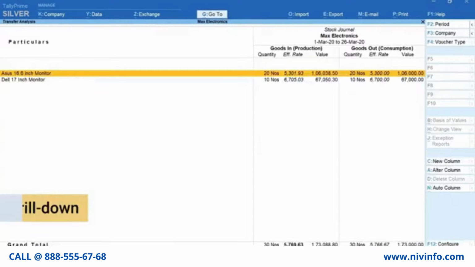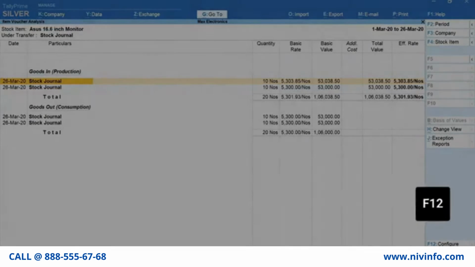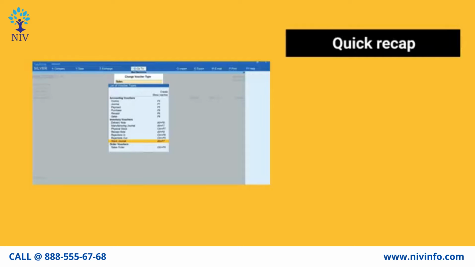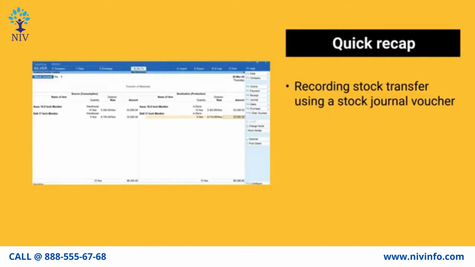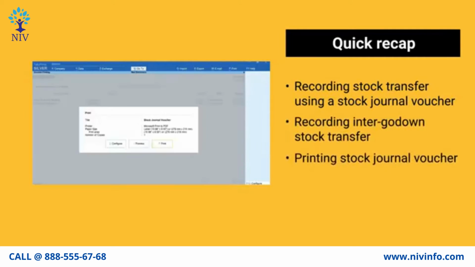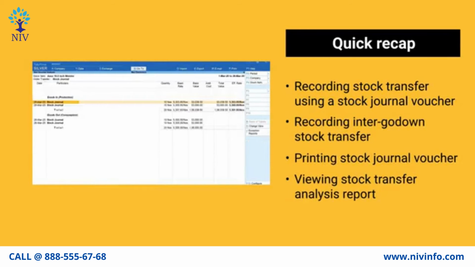As always, you can drill down to see more details and use the options available in F12 configuration and the side menu bar to add or change the details. Here is a quick recap. Recording stock transfer using a stock journal voucher. Recording inter-go-down stock transfer. Printing stock journal voucher. Viewing stock transfer analysis report.